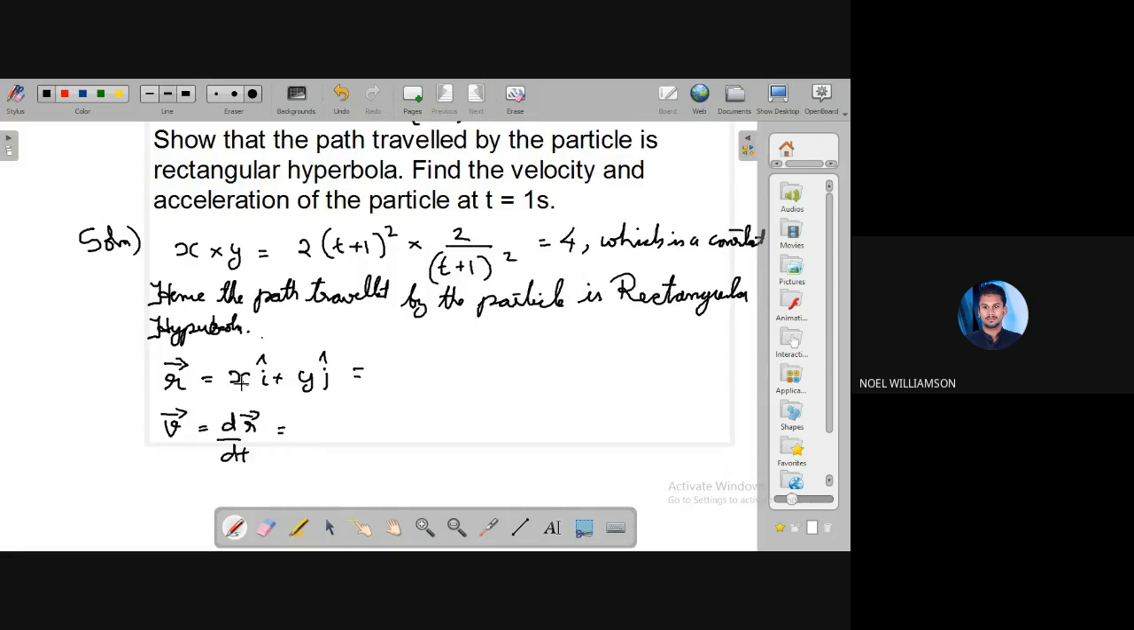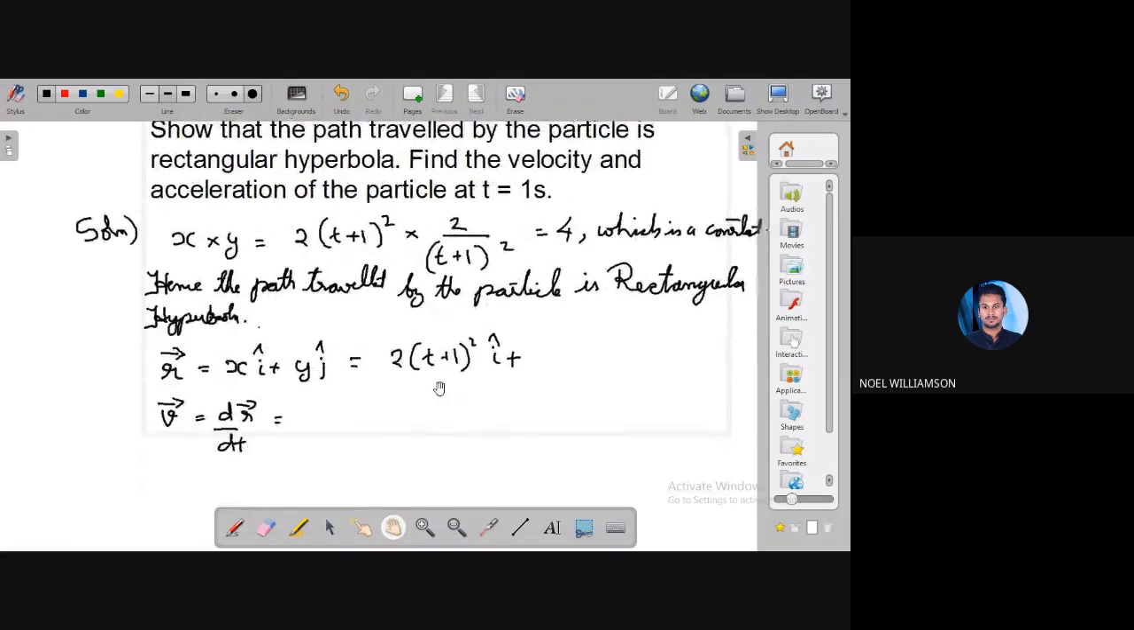Before that, we have to substitute these values. Instead of x, 2 into (t plus 1) the whole square i, plus instead of y, 2 by (t plus 1) the whole square j. So this is vector r, or the displacement vector. When you get the displacement vector, from that you can find the velocity vector v equal to the differential of that, that is differentiating each term.